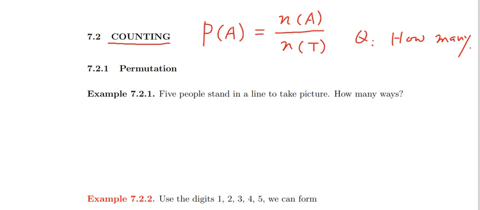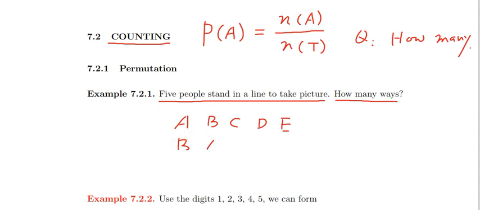Okay. So now let's talk about some problems like how many ways. Here is the problem: 5 people stand in a line to take a picture. Just like A, B, C, D, E, there are 5 people. So could it be A, B, C, D, E? Also could it be like B, A, D, C, E, right? So the question is how many ways are there in total?